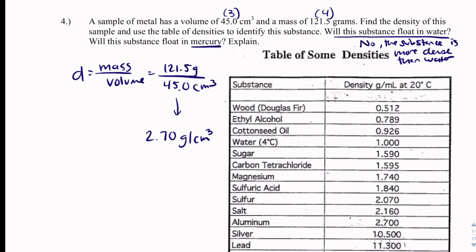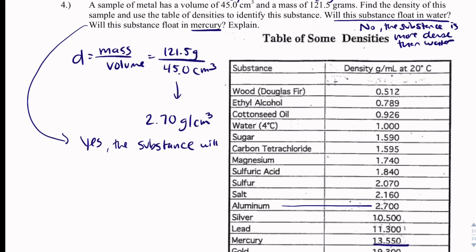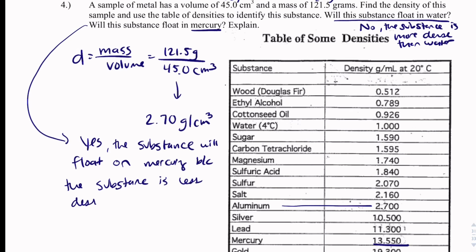Will this substance float on mercury? It looks like it will. Yes. This substance, which I think is aluminum, is that on here? Yeah, it looks to be like aluminum. Yes, this substance will float on mercury because the substance is less dense than mercury.